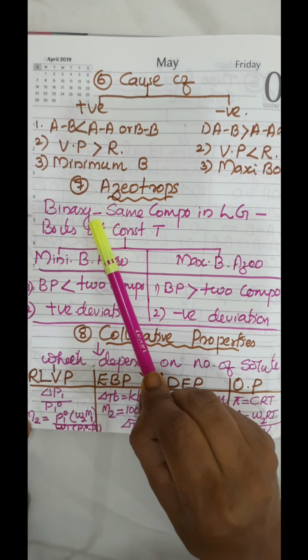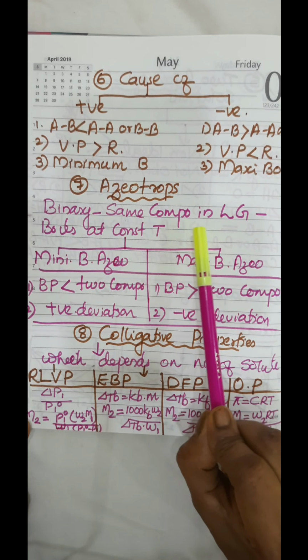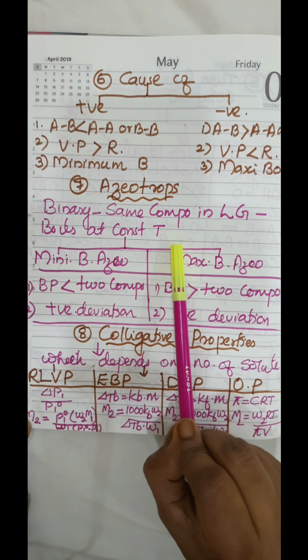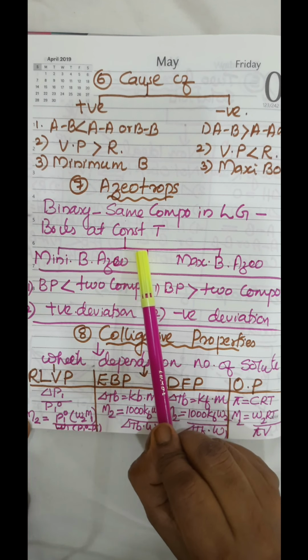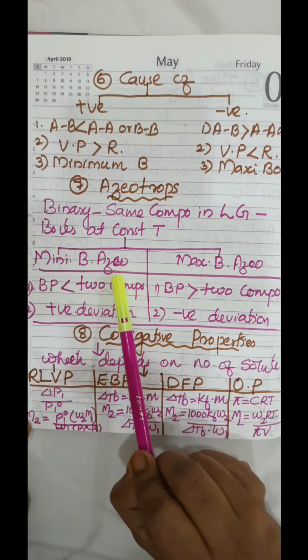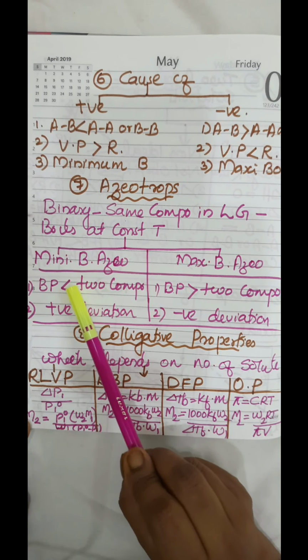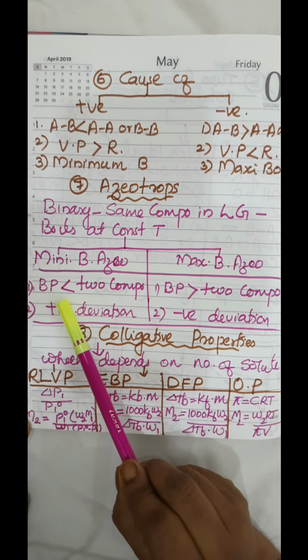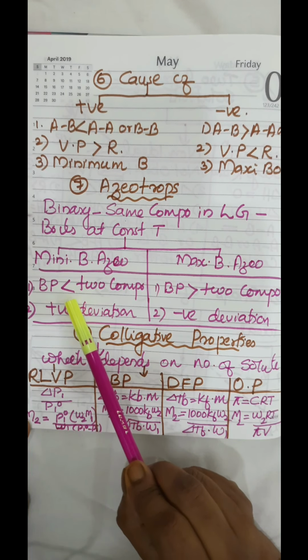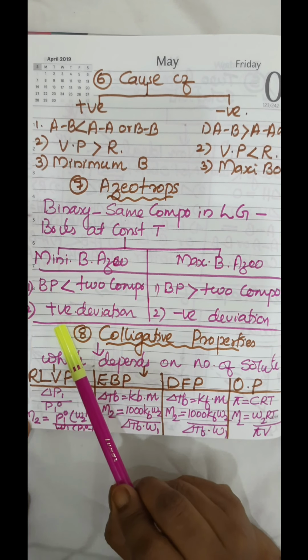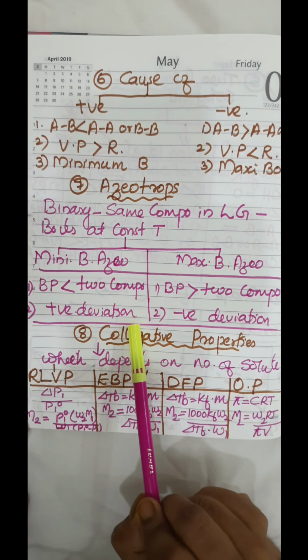They are the binary mixtures having the same composition in liquid and vapor phase and boil at a constant temperature. Azeotropes are of two types: minimum boiling azeotropes and maximum boiling azeotropes. In the case of minimum boiling azeotropes, the boiling point of the solution is less than the boiling point of the two components. And these are the solutions which show positive deviation from Raoult's law.